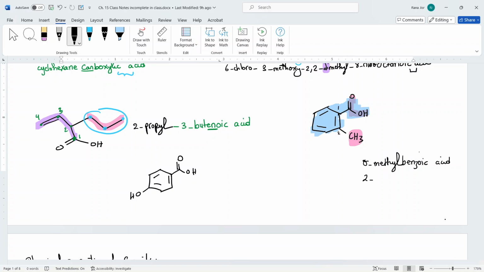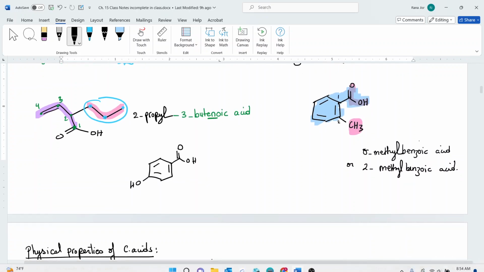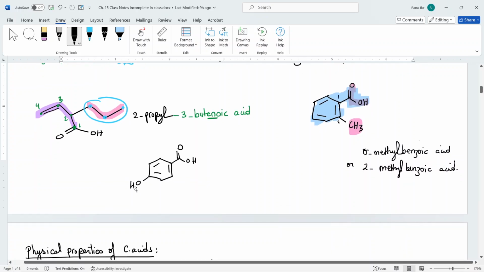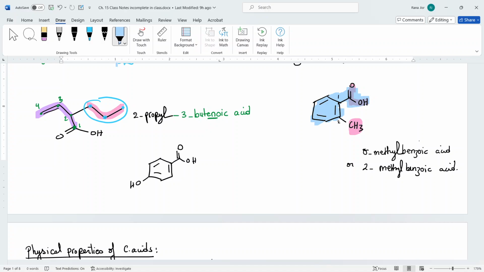So you mention it as 2 methyl benzoic acid. Okay, either or, which one we prefer? Of course, we prefer the ortho. Here we do have the benzoic. We do have the alcohol in there. We said the alcohol is called hydroxy if it is not a high priority. If it's a substituent, the OH is a hydroxy in this case. So that OH, we're going to call it a hydroxy.